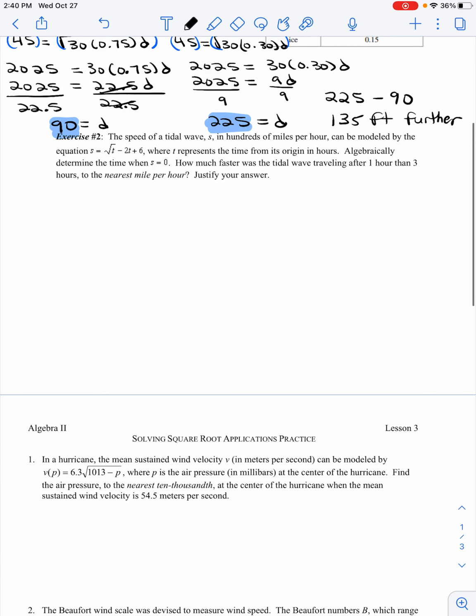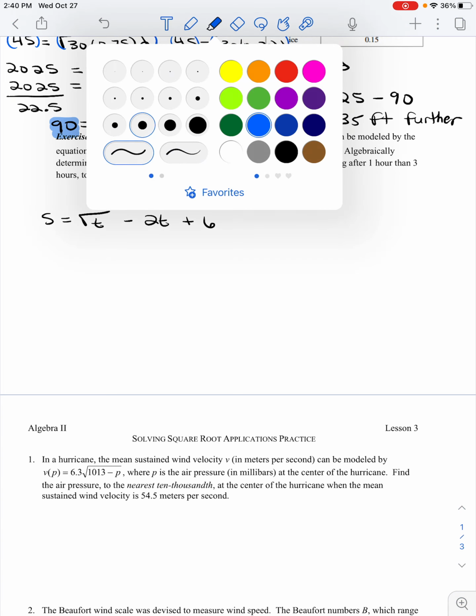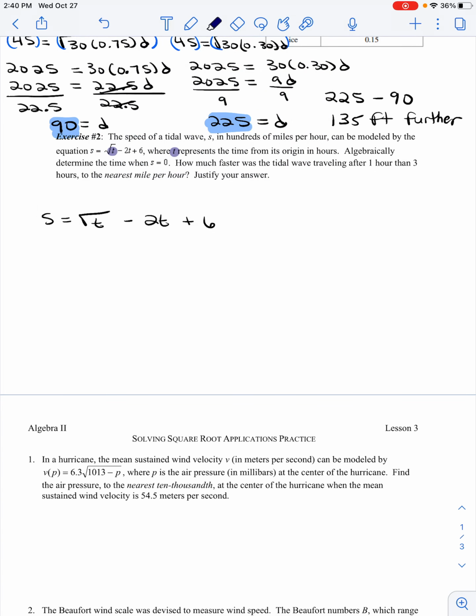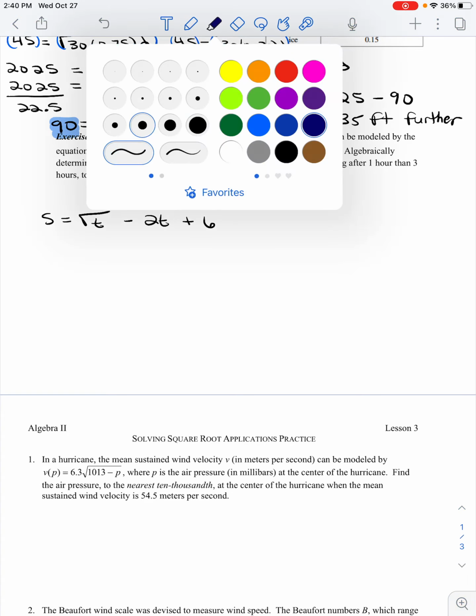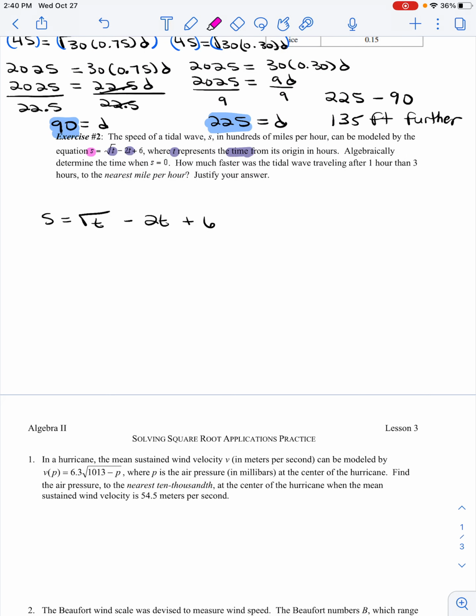Okay, let's take a look at question number 2. So we have this equation, s equals the square root of t minus 2t plus 6. Maybe we'll use a different color. So t here and here is representing time from the origin in hours, and s, where it is over here, is representing the speed of the tidal wave. So the first part of the question is asking us to algebraically determine the time when s is 0. So I'm going to replace 0 for s. I want you to pause the video and try to solve this equation for t.